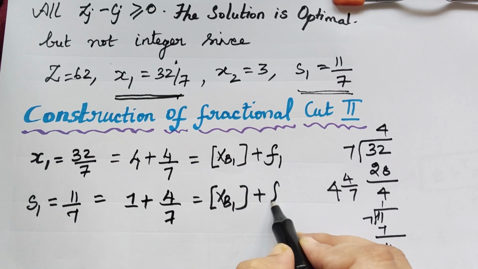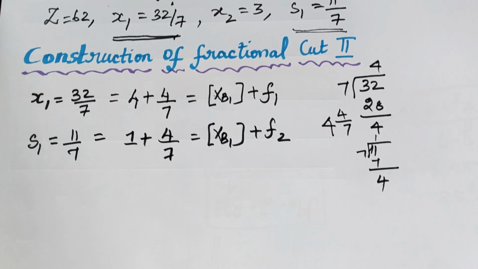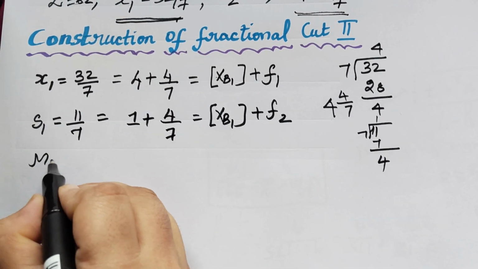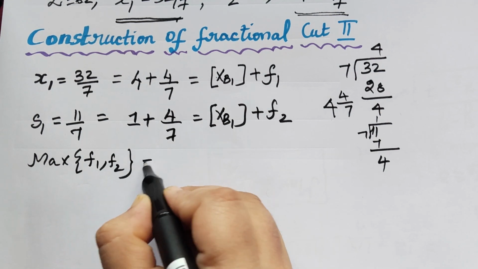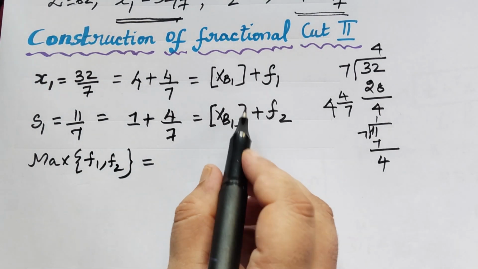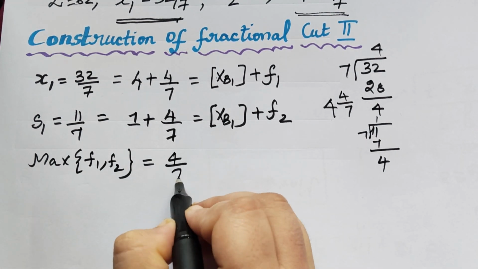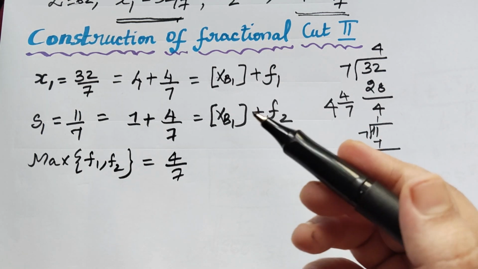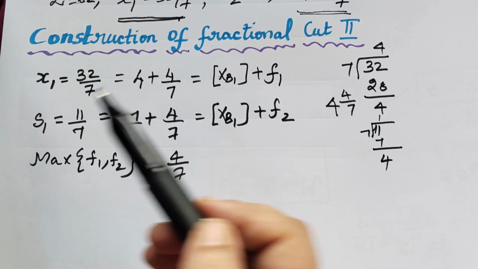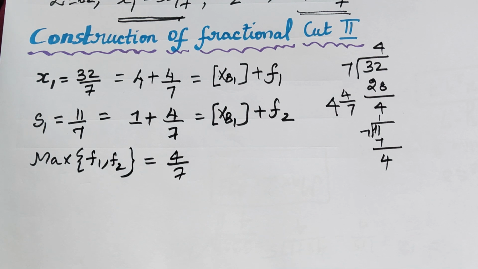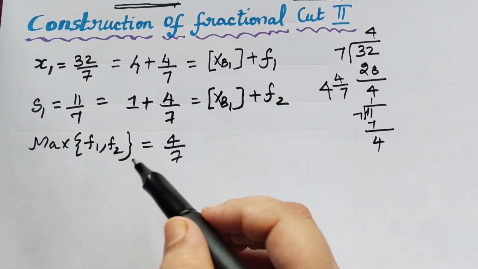Here also both the fractional parts are the same, so we have to choose the maximum of f1 comma f2. But since both the values are the same, the maximum value is 4 by 7. We can choose any of the rows as the source row, either x1 or s1. So arbitrarily I am going to choose x1 as the source row.